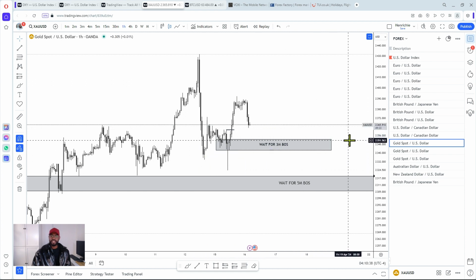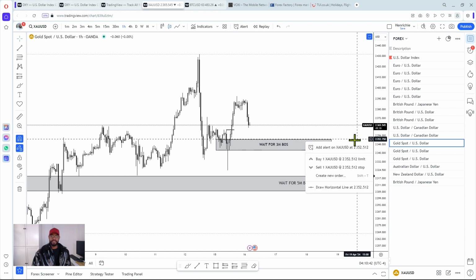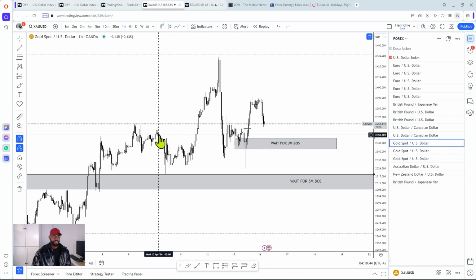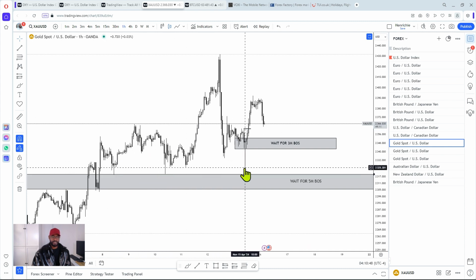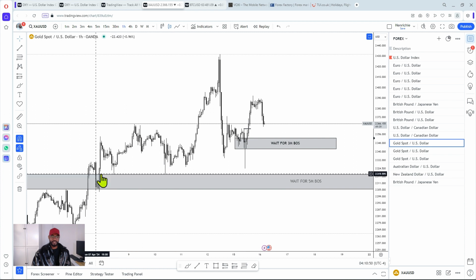So for now, I'm not really going to jump into gold yet. I'll just be watching it very closely. Because of how price reacted from this key level, this low is still suspect. We could still, for some reason, come down to take these lows.